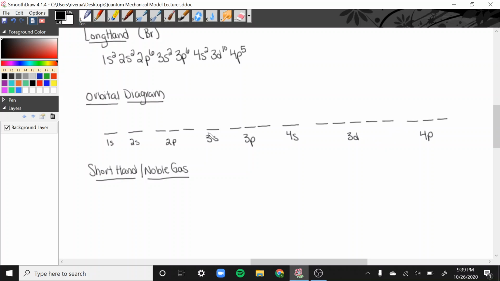Okie dokie. Let's fill these up with electrons. Now you can really speed me up. Notice how I spread these guys out before pairing them up. It's just a good habit. Up, down.